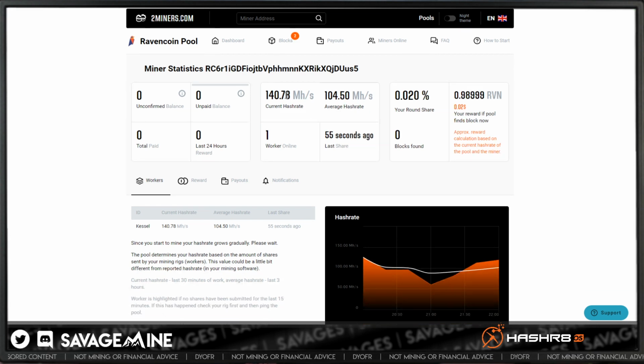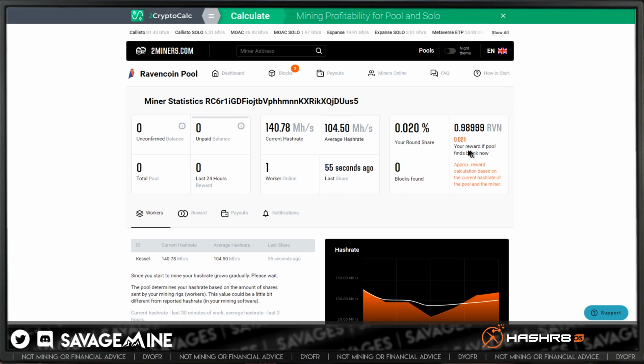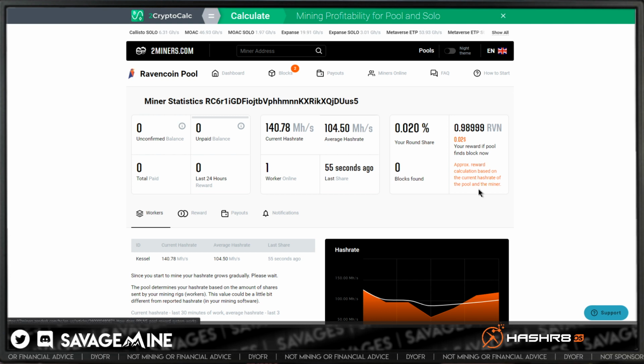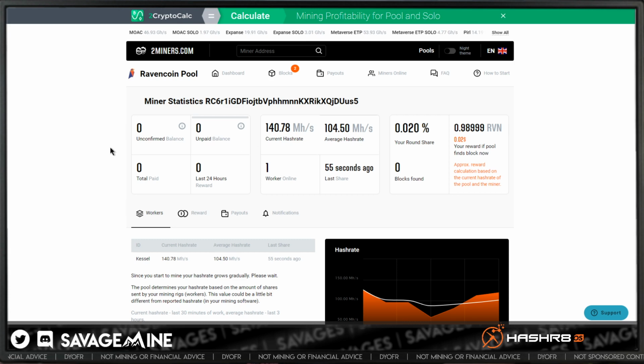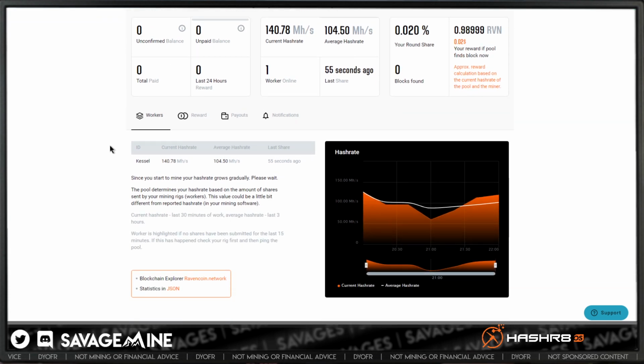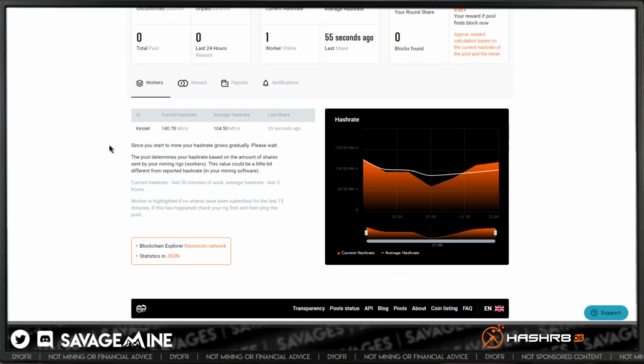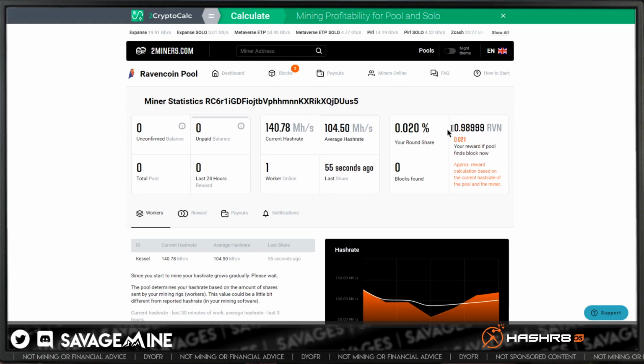And it shows you your current hash rate, how many workers you have online. Oh wow, that's cool. It shows you what your reward would be if the pool finds a block. That's kind of cool. I never knew that. That's a cool feature there. And that's based on your hash rate compared to everybody else's in the pool. Percentage, right? This right here. Your reward. So the more hash rate, the higher the reward. Yeah, wow, that's cool.